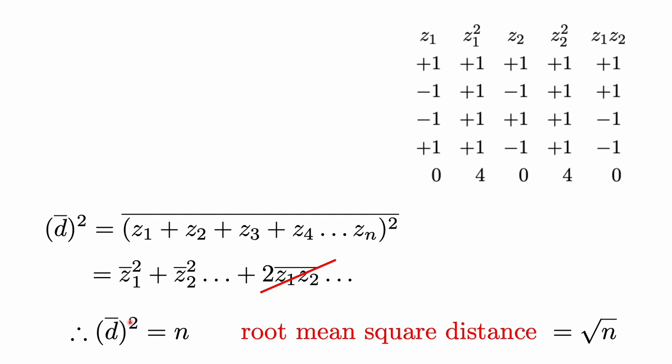And therefore, we can write the mean square distance, since Z1 and Z2 are equal to 1, the mean square distance is equal to the number of jumps. And therefore, the root mean square distance, square root of this, is square root of n. So the distance moved will be proportional to the square root of the number of jumps.